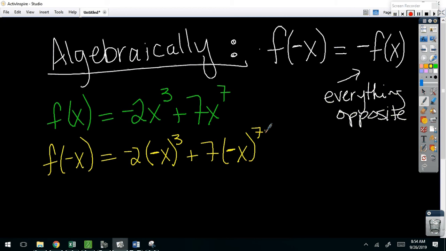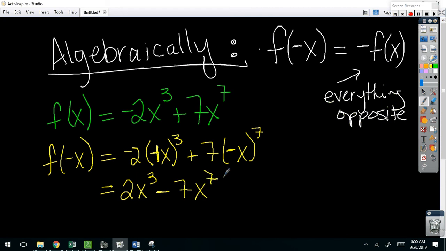So what happens when you raise a negative number to an odd power? It's still negative, right? So this becomes negative 2 times negative 1, which would be positive 2x to the third, right? Because a negative times a negative is a positive. Minus, because this is going to make this negative, 7x to the seventh.